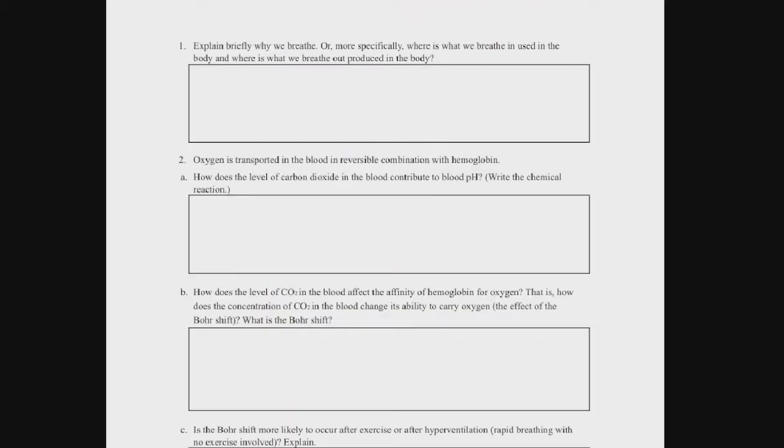So now we're going to move on to more questions, just describing respiration, different scenarios, and just getting a better understanding. So the first question says, explain briefly why we breathe, or more specifically, where is what we breathe in used in the body, and where is what we breathe out produced in the body. So what happens to the air we breathe in, and what happens to the air that we expel.